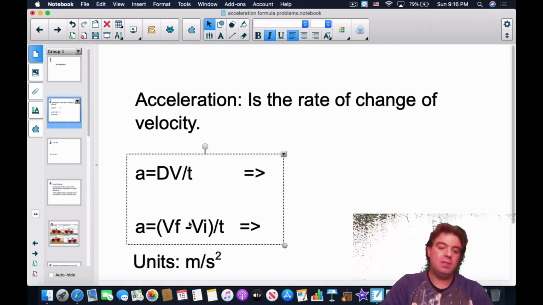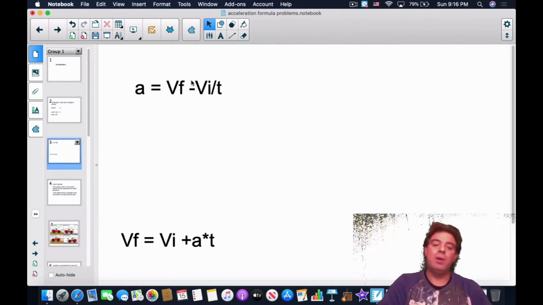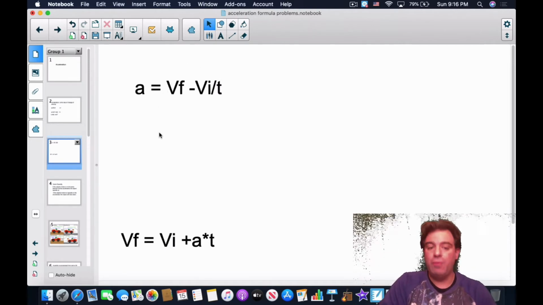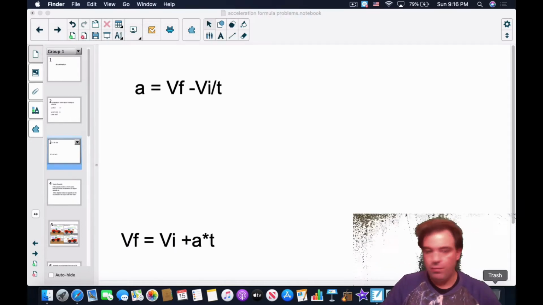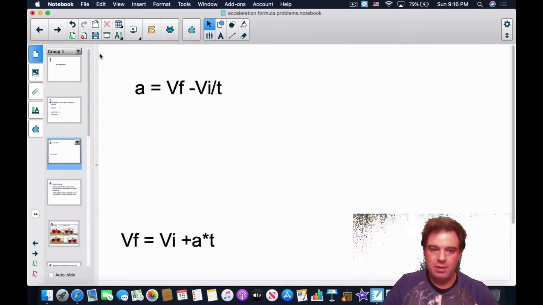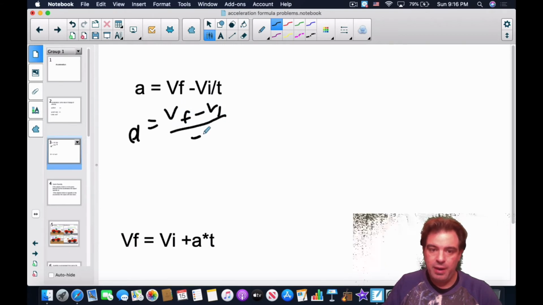Not only are we going to see the formula for acceleration in this fashion, but we're also going to see it slightly different. So we can take this and rearrange it, and that is going to be your third formula in your reference table. So as you can see right here, we have acceleration, we said, is velocity final minus velocity initial divided by time.